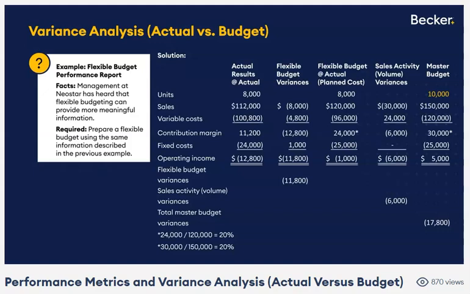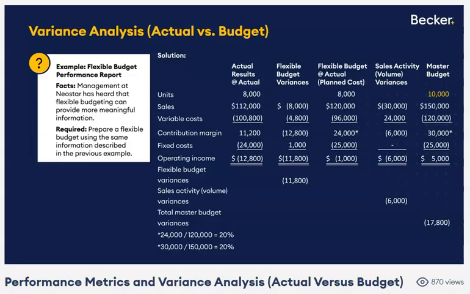150 divided by 10, 15. 120 divided by 10, 12. 30 divided by 10 is 3. We now have a master budget per unit. So we're going to use the master budget information on a per unit basis to create what's called a flexible budget. That's going to allow for a more meaningful comparison of budget to actual.